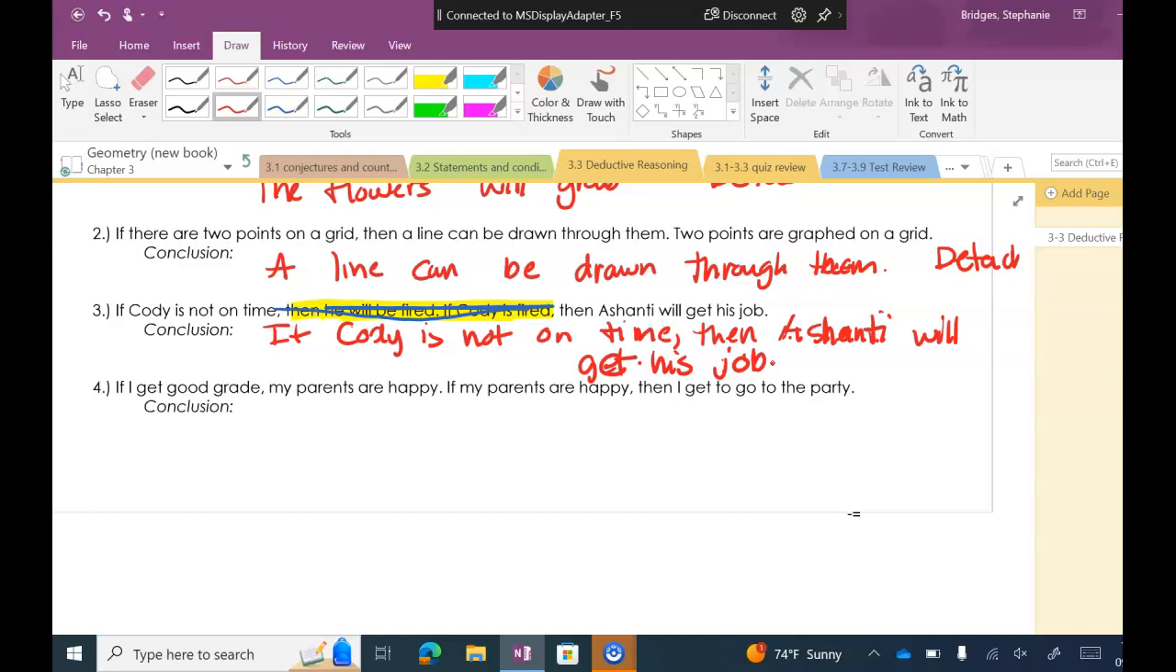Are we able to make a valid conclusion for number 4? Yes. The original statement says, if I get a good grade, then my parents are happy. Then it says, if my parents are happy, then I get to go to the party. So our conclusion would be, if I get good grades, then I can go to the party. And that is what, detachment or syllogism? Syllogism, because it is two if-then statements.